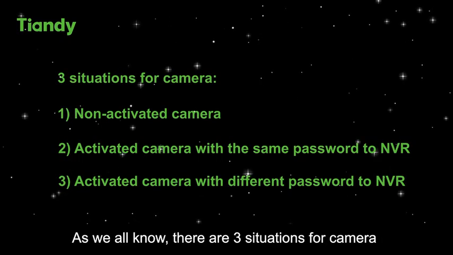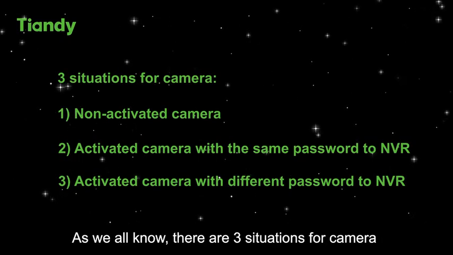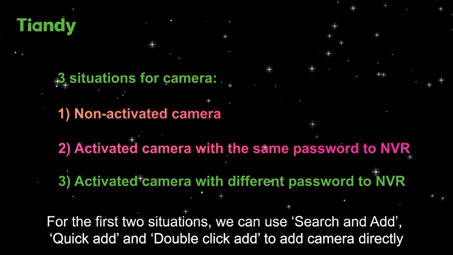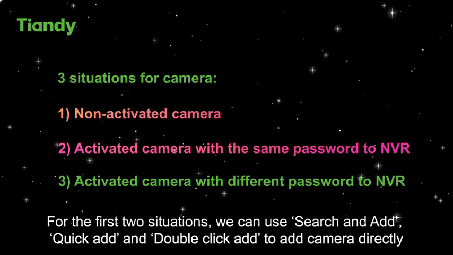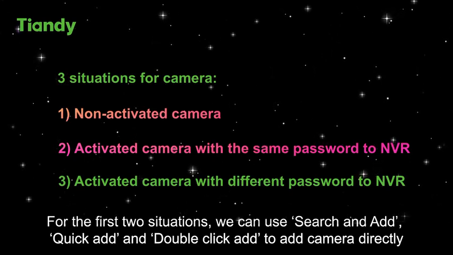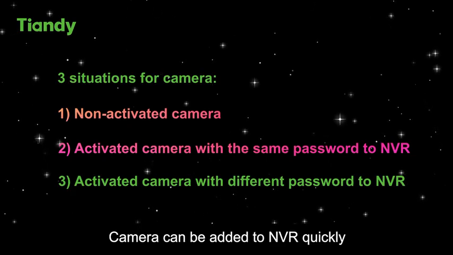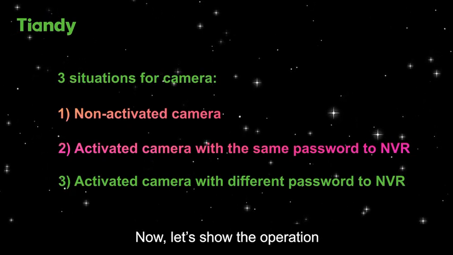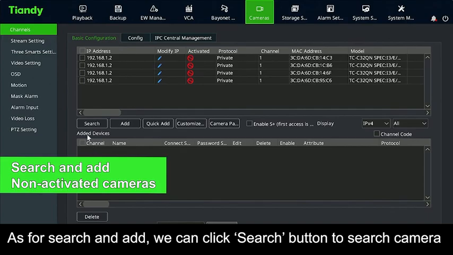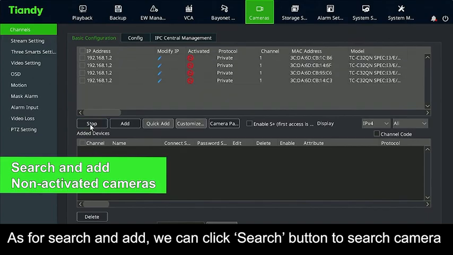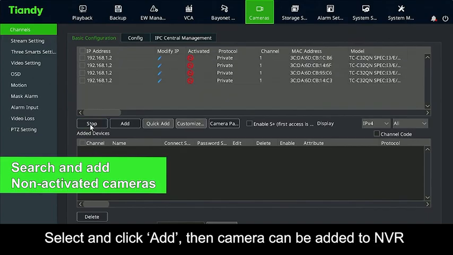As we all know, there are 3 situations for camera. For the first 2 situations, we can use Search and Add, Quick Add, and Double-Click Add to add camera directly. Camera can be added to NVR quickly. Now, let's show the operation. As for search and add, we can click search button to search camera, select and click add. Then, camera can be added to NVR.